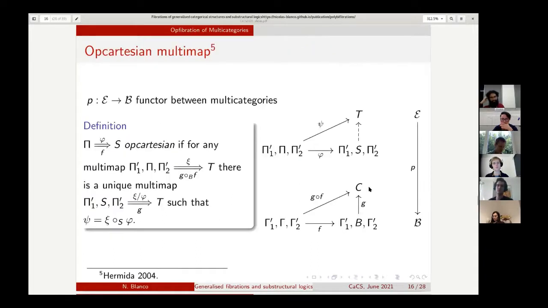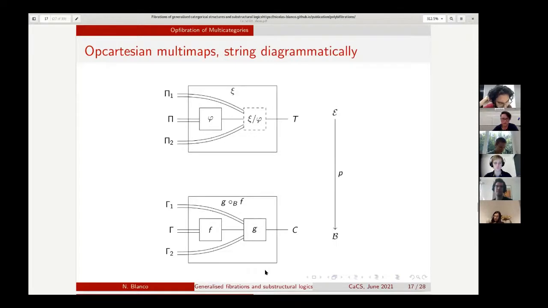So in order to do that, we define op-fibration of multicategories. It's a little scary, but really it's exactly the same definition as in categories, except that there is some bookkeeping to do because we have multiple inputs. But really, saying phi is op-Cartesian means that any psi that lies over a factorization by f, the image of phi, will uniquely factor through phi. And this can be represented graphically like that.